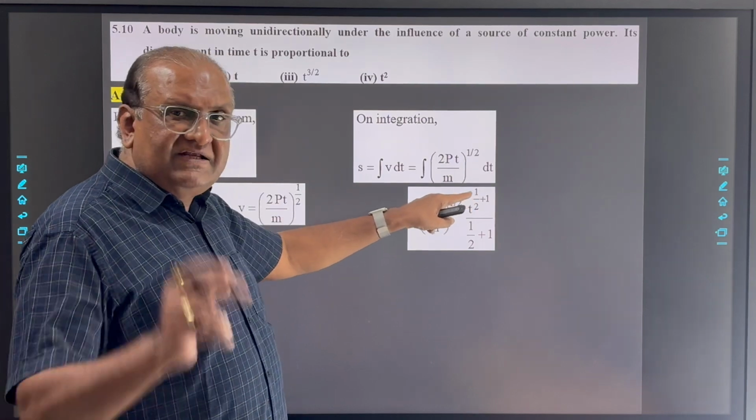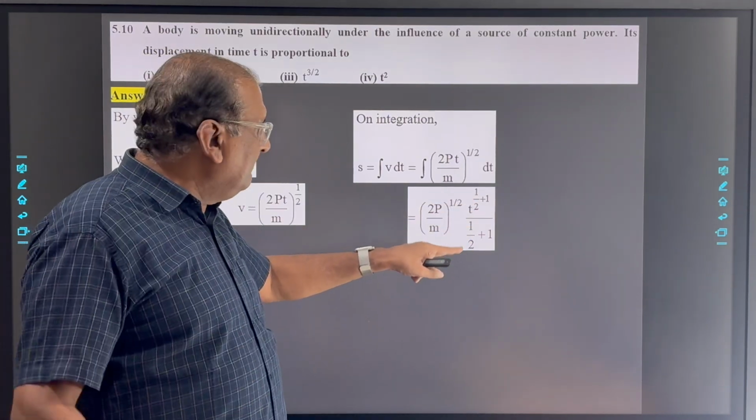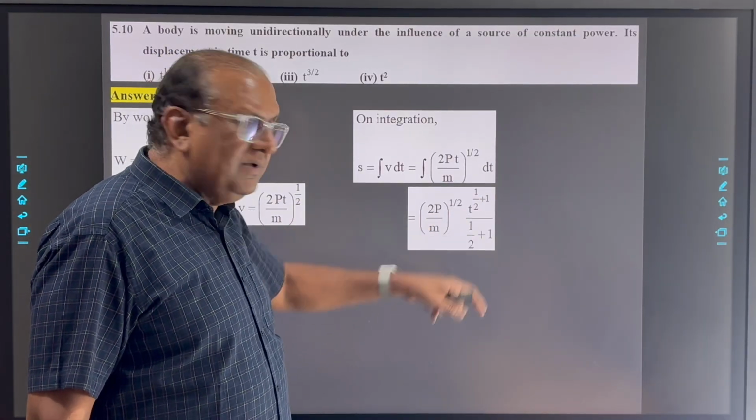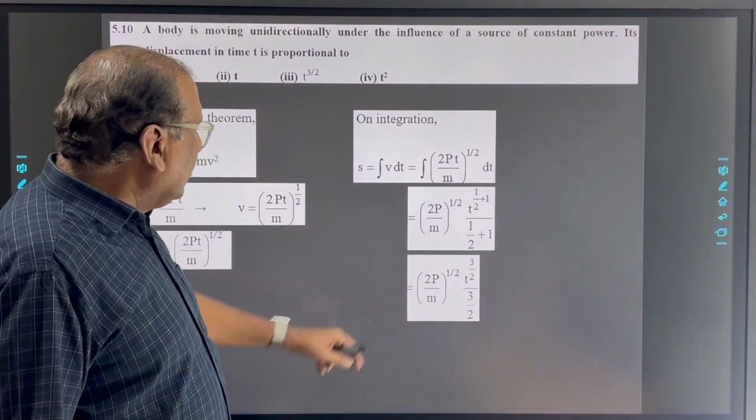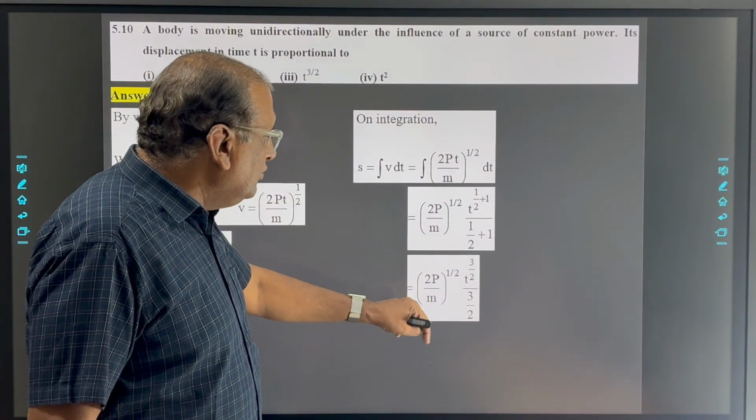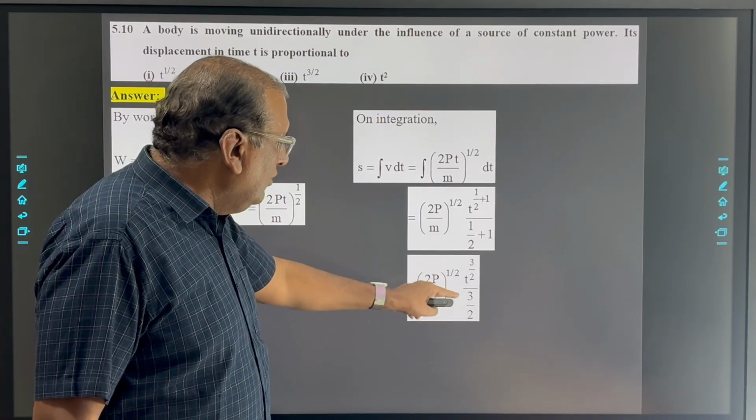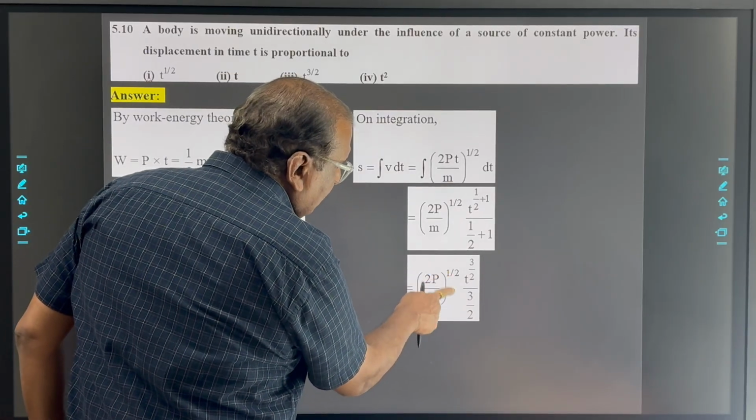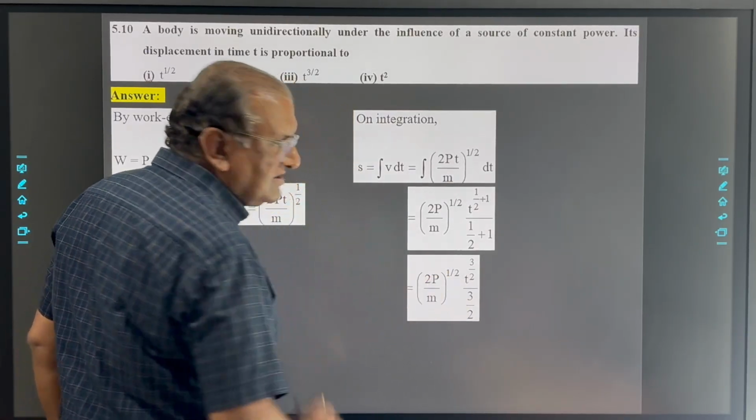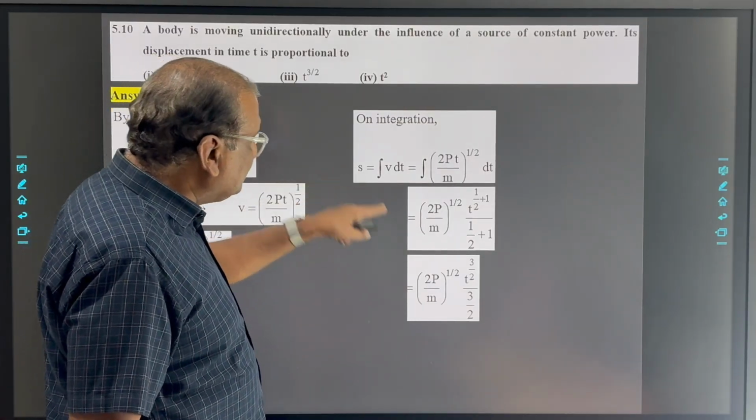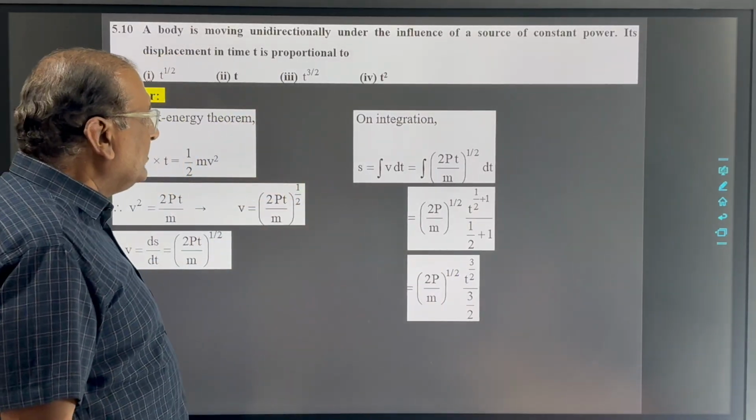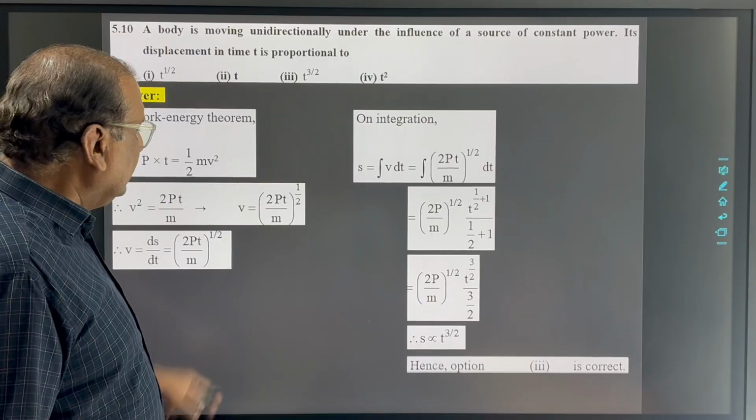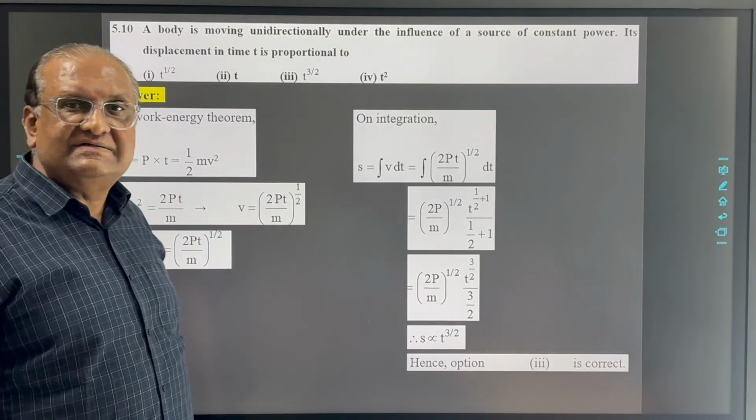So the power will be increased by 1 and then divided by the new power. So t raised to 1 by 2 plus 1, whole thing divided by 1 by 2 plus 1. So we can write (2P by m) raised to 1 by 2 into t raised to 3 by 2 upon 3 by 2. Here (2P by m) raised to 1 by 2 and this 3 by 2 are the constant part. So we can say the displacement is proportional to t raised to 3 by 2. It implies that as per the given options, option number 3 is the correct choice.